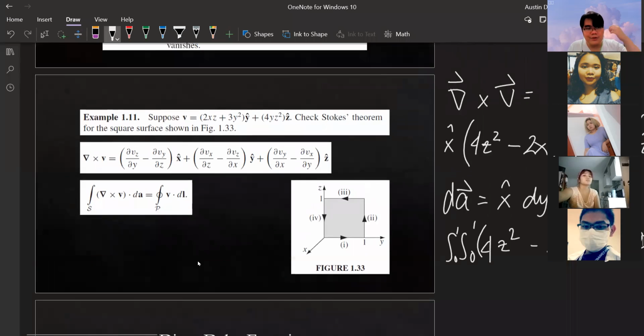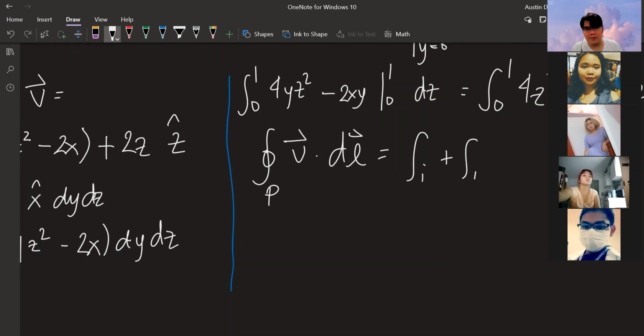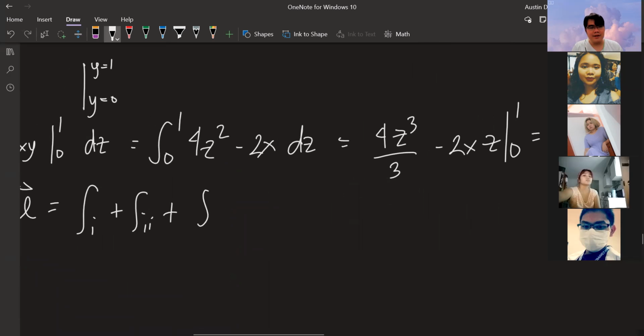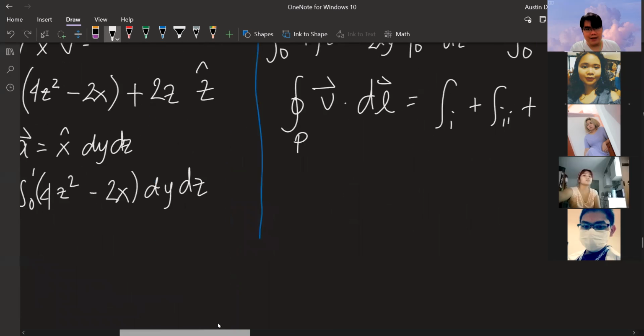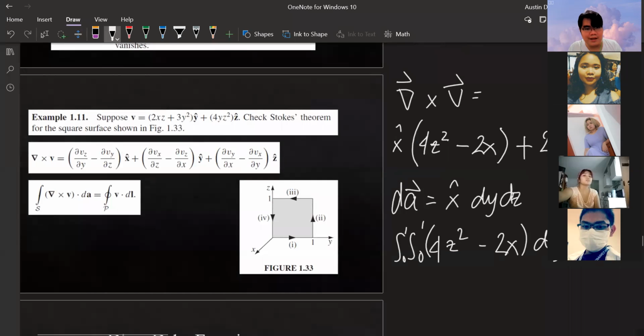So now, let's break down our closed path again. That is our path, P. Then V dotted with dl over the path is just the sum of 1 plus 2, plus 3 and plus 4, of V dotted with dl. We're short on space, so let's move it. Our path is easy: dy, then dz, then another dy again, then back to the origin.